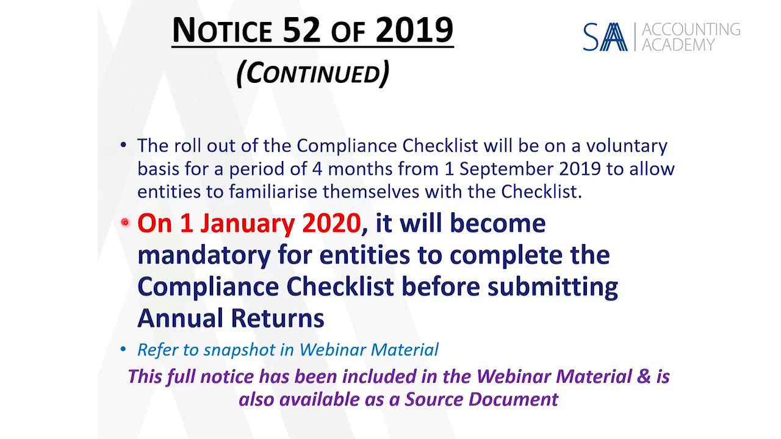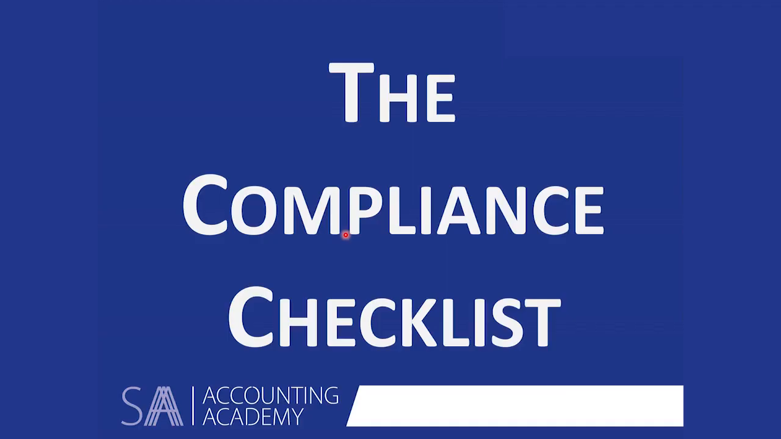So whether or not your period to submit your annual return is only in September or wherever the case may be, it doesn't matter. At that point in time, your compliance checklist will have to be completed. All right, so that's your Notice 52. Very important there, this date, 1 January 2020.